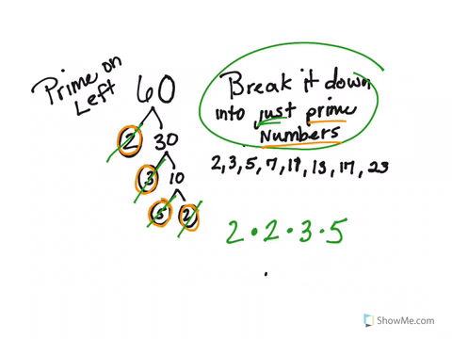And guys, if we worked this out, you would say 2 times 2 is 4. 4 times 3 is 12. And 12 times 5 gives us 60. That's the number we start off with. You don't have to worry about that part right here as long as we show this. There's your prime factorization. You found all of your prime numbers.